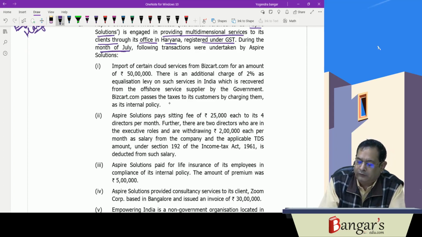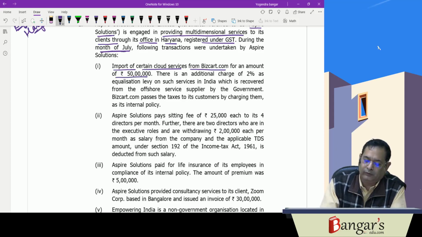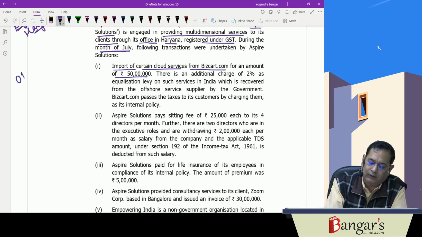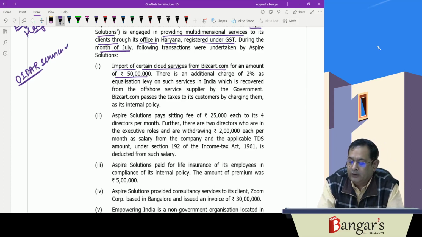First is the import of certain cloud services from biscart.com for an amount of 50 lakh rupees. So they have imported cloud services, and as you are aware, cloud services fall under the ambit of OIDAR services, that is, online information database access and retrieval services. Now they have imported services of 50 lakh rupees.